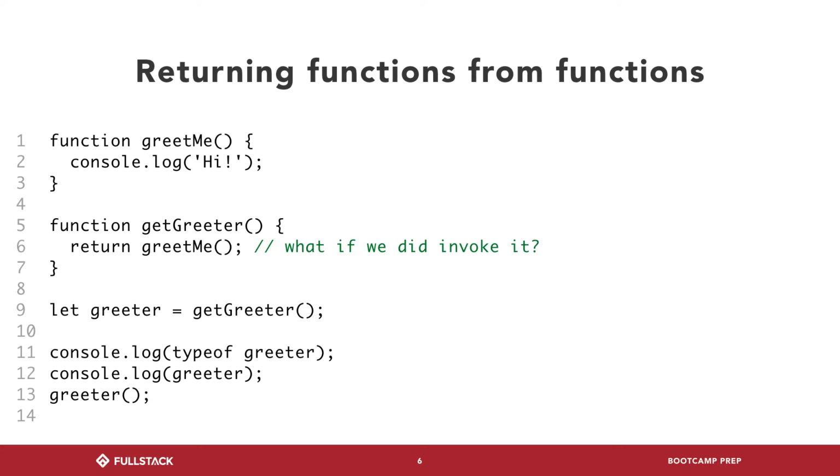When we go into getGreeter, we go into line 5, which takes us to line 6. On line 6, it says return greet me invoked. So now our job is to figure out what greet me invoked returns. And so what does greet me return? Or what does greet me return when I invoke it? What does that return? Hi.